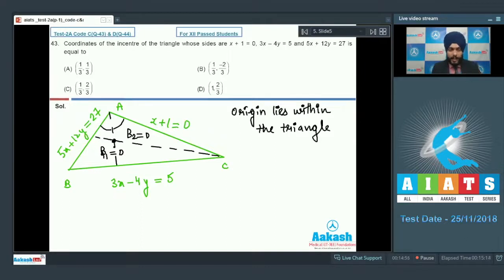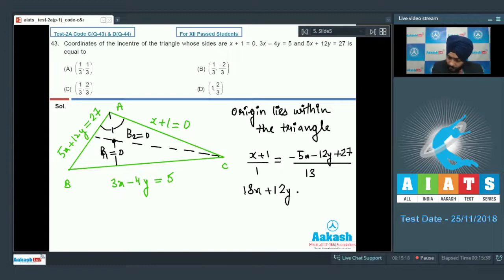So the bisector of angle BAC, by using the equations of the lines x + 1 = 0 and -5x - 12y + 27 = 0, will be (x + 1)/1 = (-5x - 12y + 27)/√(5² + 12²), because c has to be positive, and that is 13. So 13x + 5x, that is 18x + 12y - 14 = 0. Let us say 9x + 6y = 7. This is the equation of bisector B1 = 0.